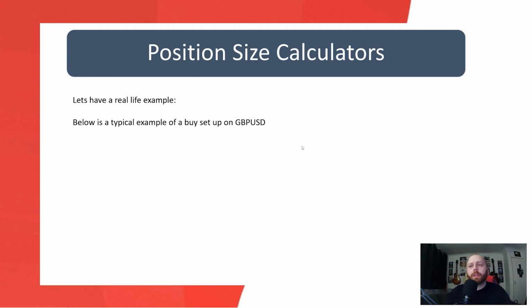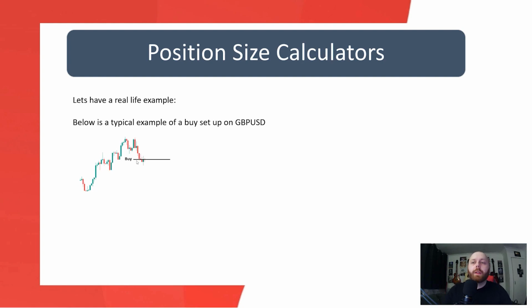Below is a typical example of a buy setup on the Great British Pound versus the US dollar. And we know it's a buy because this is a bull market creating higher highs, and we've got this resistance here, and it comes back down, finds a support area, so we're going to want to place a buy.